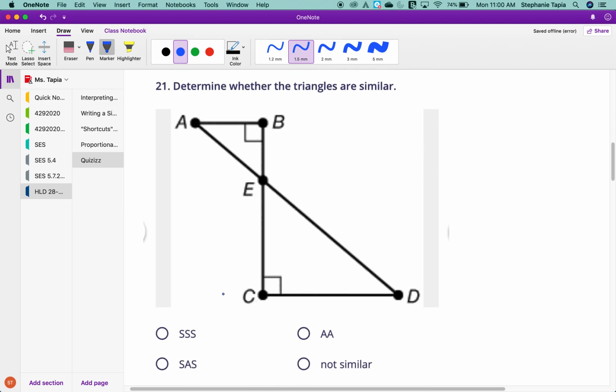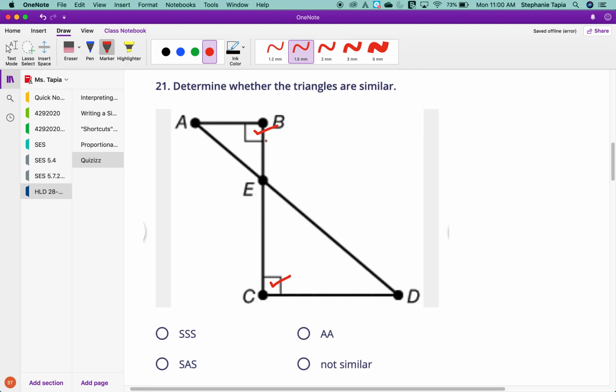Determine whether the triangles are similar. So this is something that, even though this is the easiest one, this is something that we really struggle with. So remember that just like triangle congruence, triangle similarity also gives us shortcuts. So here we see that we have two congruent angles. Why? Because this is a 90-degree angle. This is a 90-degree angle. And we know from doing many proofs that all right angles are congruent.